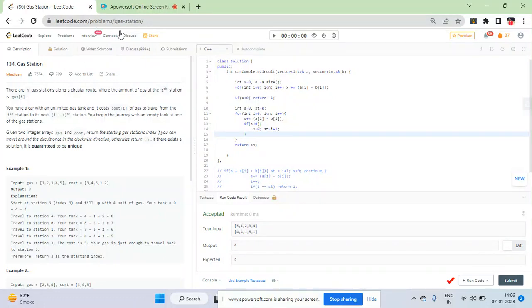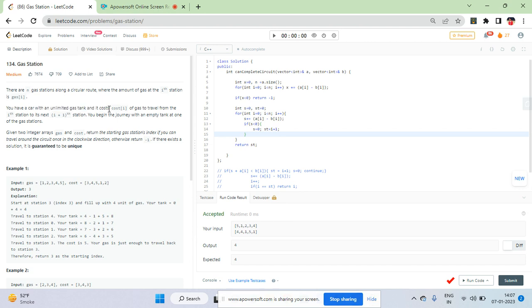Today's daily LeetCode problem is Gas Station, a pretty famous daily LeetCode problem. You have been given n gas stations along a circular route, so the last one is connected to the first one. That's what is meant by circular route, and the amount of gas at the ith station is gas[i]. The gas array contains gas[i], and the car has an unlimited gas tank.